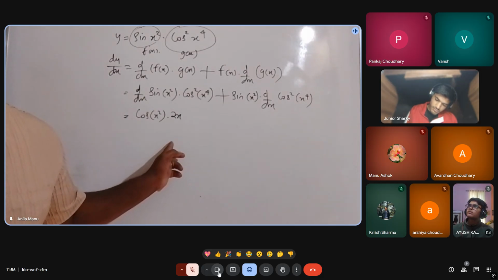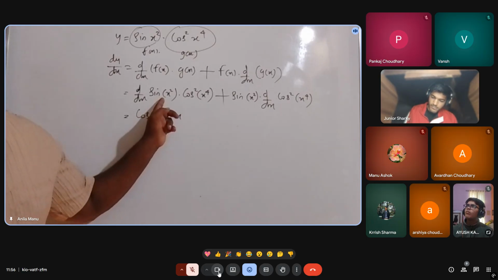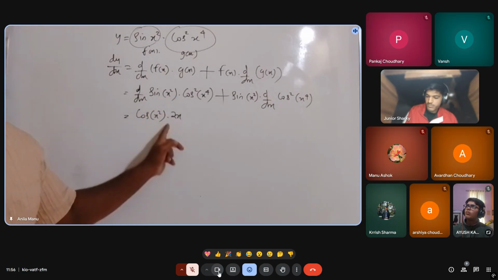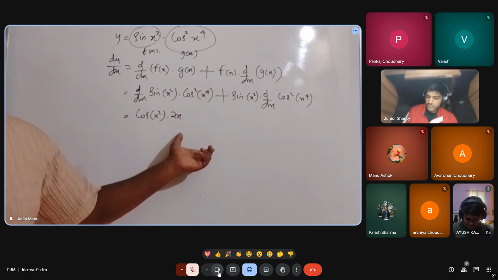Do you understand this one, all of you? Yes, sir. Okay. Otherwise, if here, suppose you are going to solve d by dx of x square, it will be solving a different way. That's why I have written like that.